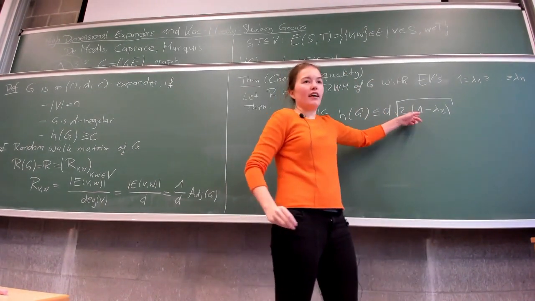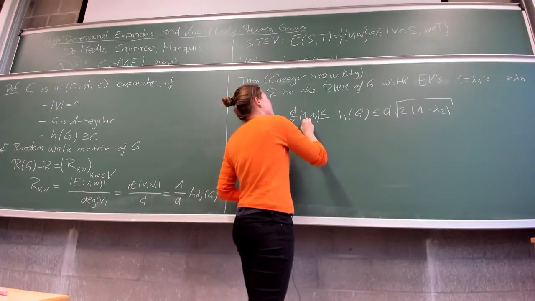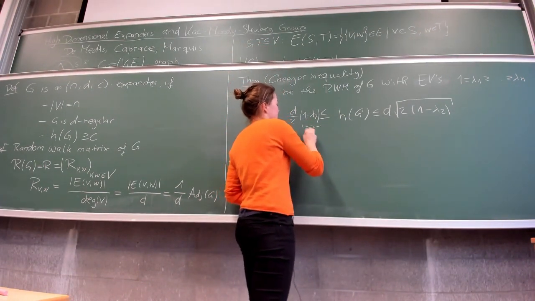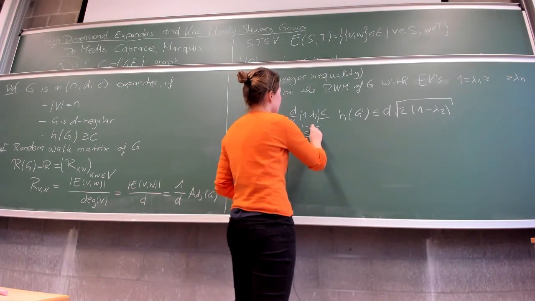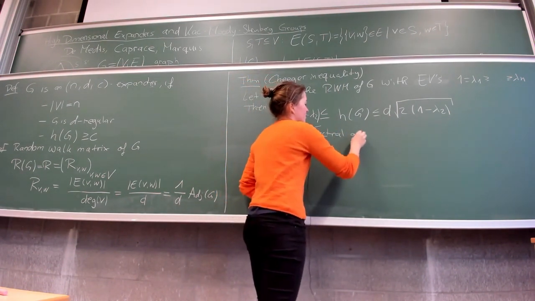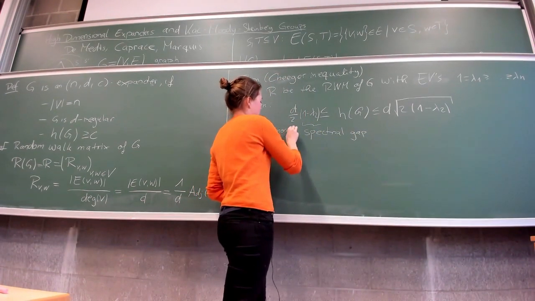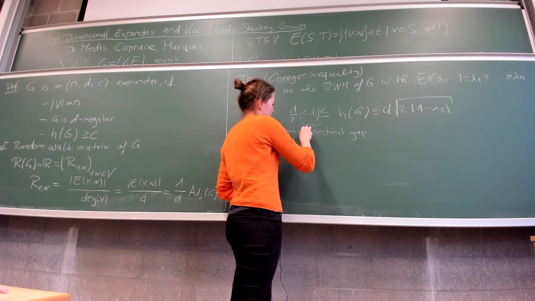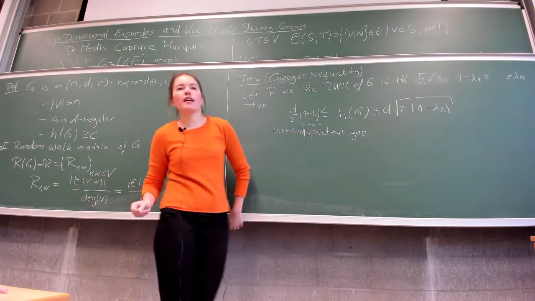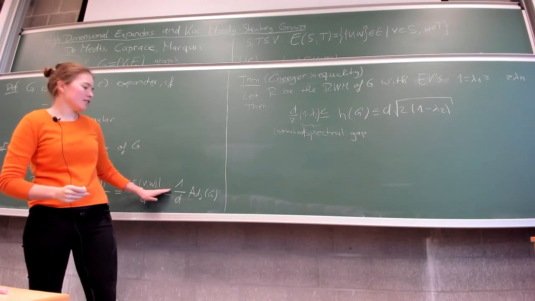So this largest minus second largest eigenvalue appears a lot here, and it deserves its own name. That will be the spectral gap, or you can say it's the normalized spectral gap because we're looking at the random walk matrix and not at the adjacency matrix.